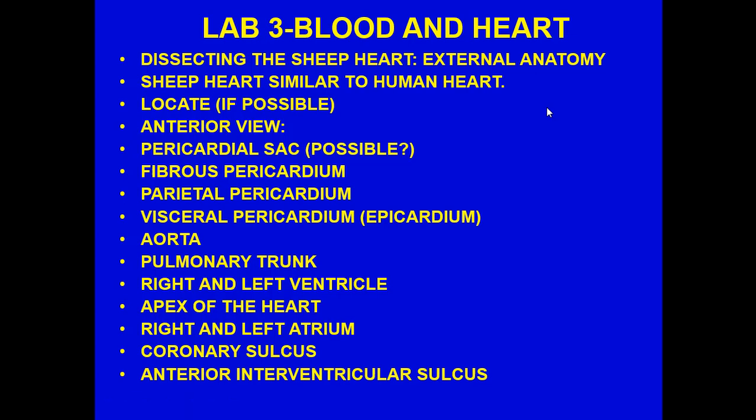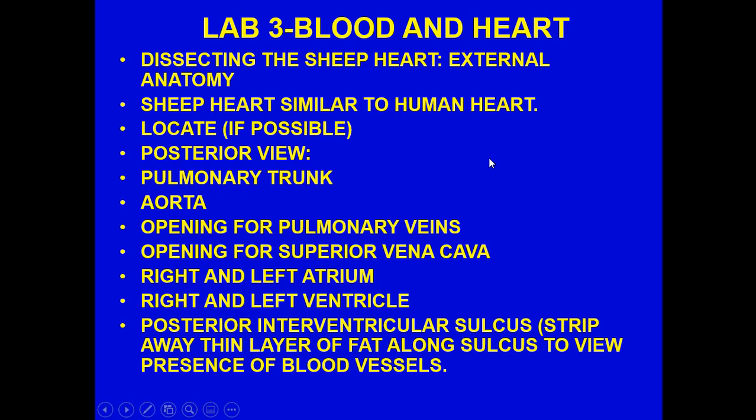You will note that instead of a sheep, as I said, the videos will be using a calf heart. And basically what you want to be able to do is notice the following structures: the pericardial sac, fibrous and parietal pericardium, the visceral pericardium, the aorta, the pulmonary trunk, right and left ventricle, apex of the heart, right and left atrium, coronary sulcus, and anterior interventricular sulcus. Keep in mind, look at the difference between left and right ventricle thickness, that muscle thickness, okay?